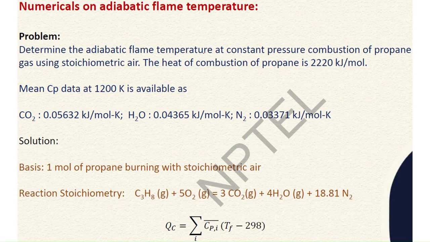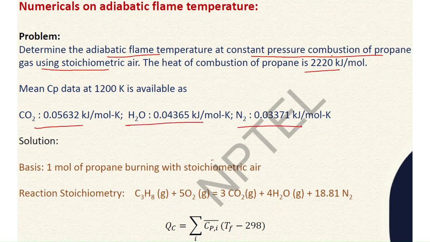Coming on to one of the numericals on adiabatic flame temperature: determine the adiabatic flame temperature at constant pressure combustion of propane gas using stoichiometric air. The heat of combustion of propane is 2220 kilojoules per mole. And the mean Cp, that is the mean heat capacity data at 1200 Kelvin, is given for carbon dioxide, water vapor, and nitrogen.